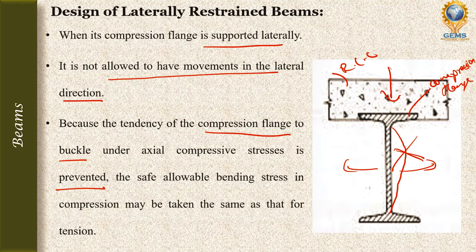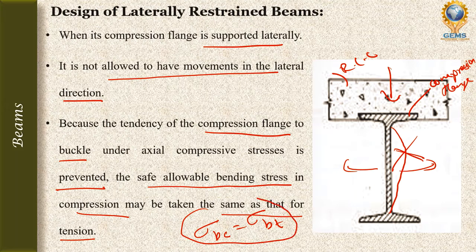So while doing this, what will happen? The safe allowable bending stress in compression may be taken as the same as that for the tension. That is, sigma BC is equal to sigma BT. This is why we are considering sigma BC equal to sigma BT.